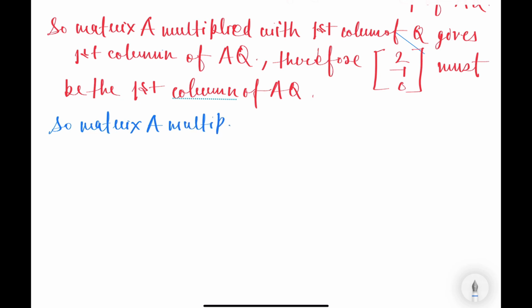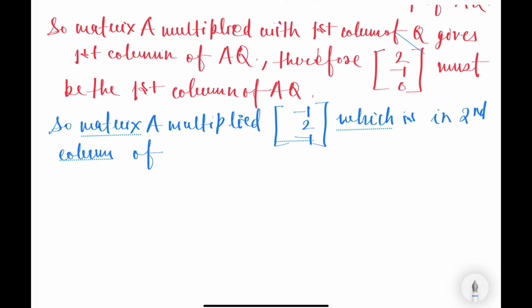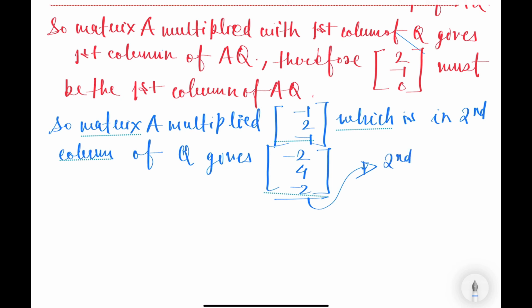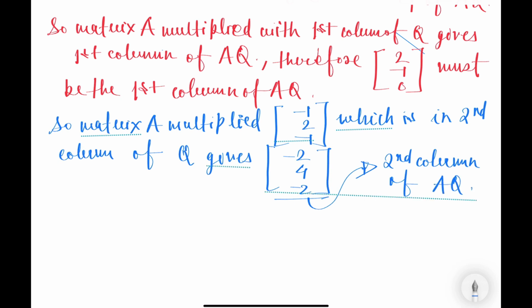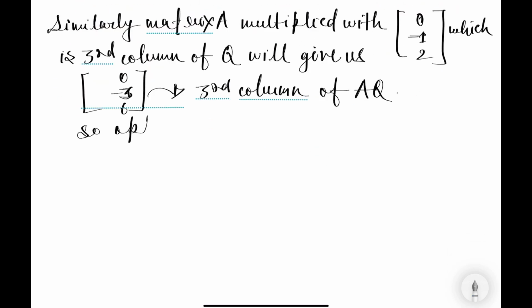So matrix A multiplied with the column -1 2 -1, which is the second column of Q, gives -2 4 -2, and this is the second column of AQ. Similarly, so option C is correct.